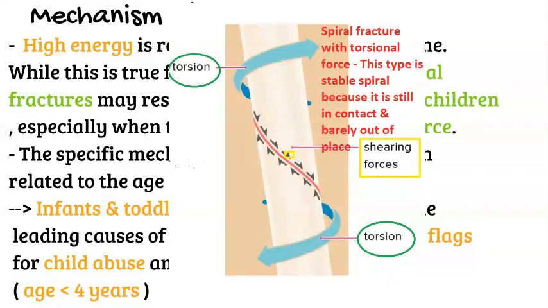This figure shows how a spiral fracture occurs with a torsional force. This type is a stable spiral because it is still in contact and barely out of place.